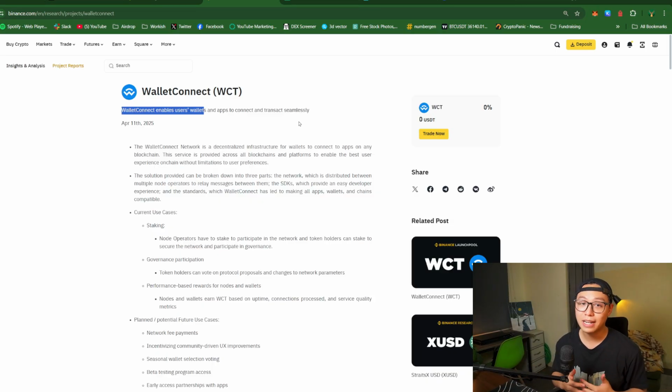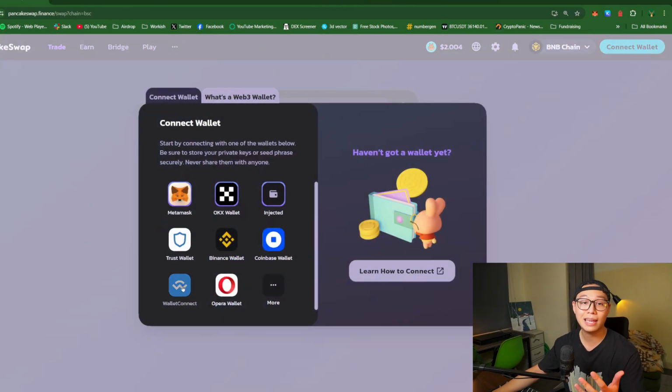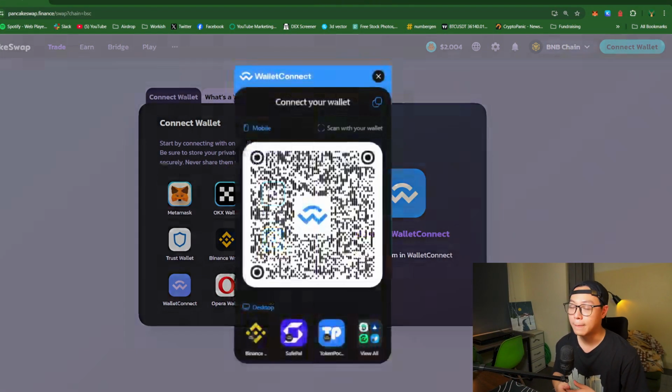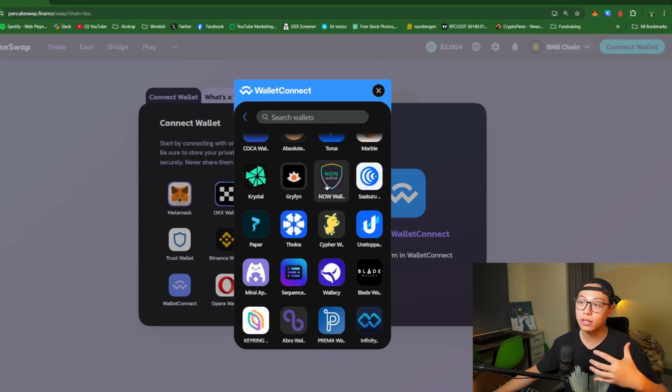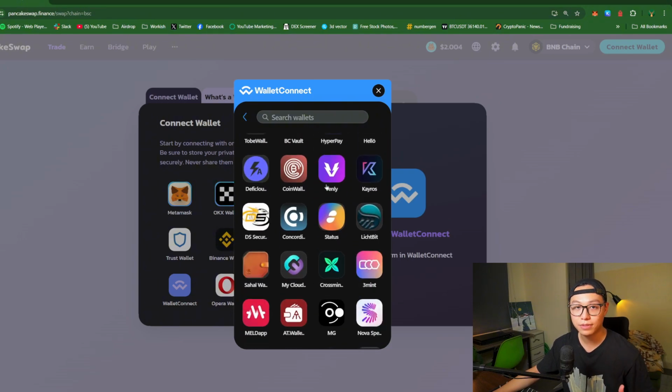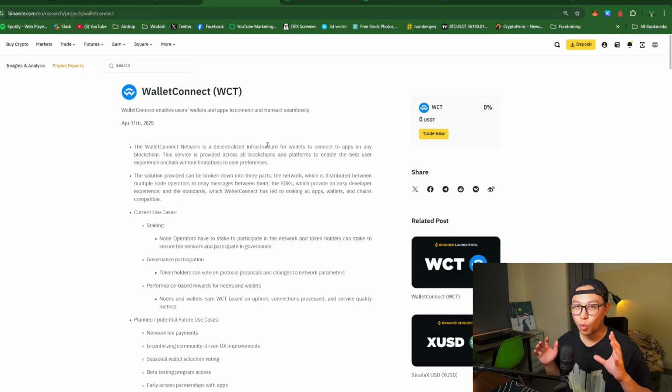Now, if you've been in crypto for long enough, then I think you probably know what WalletConnect is, right? Whenever you log into a dApp, it always asks if you want to connect with your MetaMask, Backpack, Trust Wallet, or there's another option called WalletConnect, where you can connect different amounts of dApps to different kinds of wallets. There is one major thing that people misunderstand about WalletConnect.